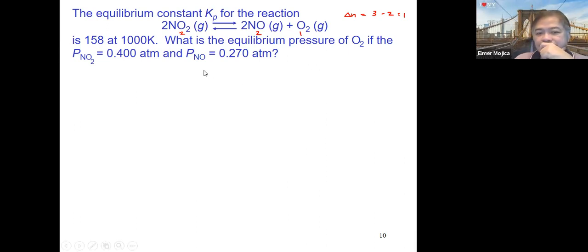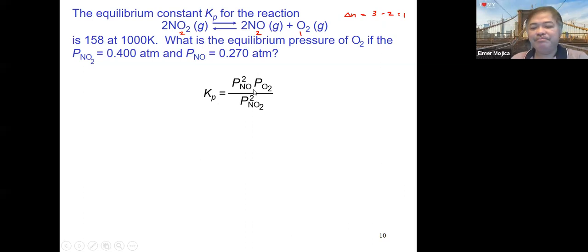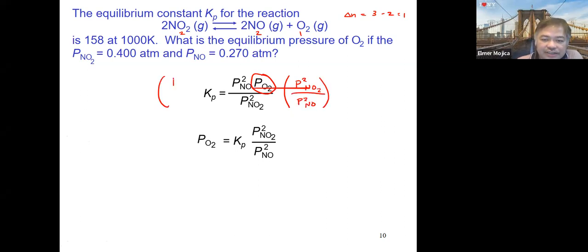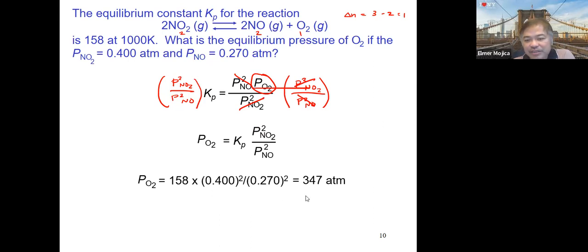Now, we're going to solve for the partial pressure of oxygen. If we express the equilibrium expression in terms of partial pressure, we have the partial pressure of NO squared times the partial pressure of oxygen, divided by the partial pressure of NO2 squared. Then we fill in the values that we know. This is the one that we're looking for, so we multiply this with this over this on both sides. That cancels out and this cancels out, giving you PO2 equals Kp times PNO2 squared over PNO squared. Substituting the given values, you get 347 atmosphere.